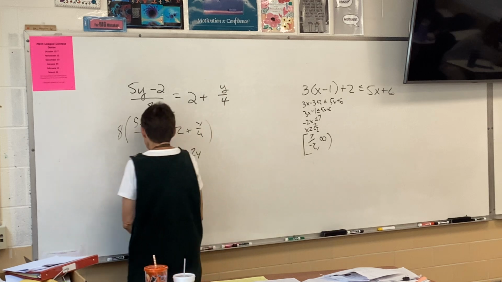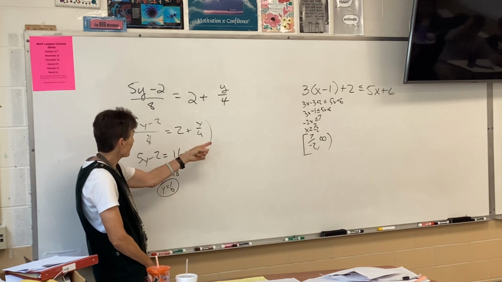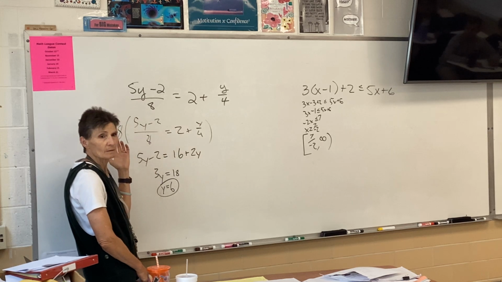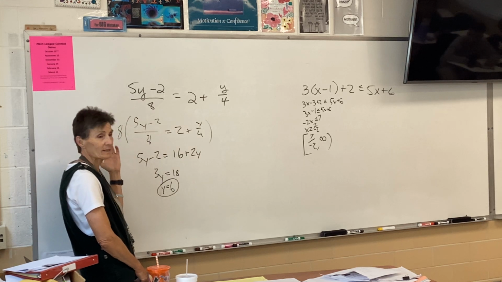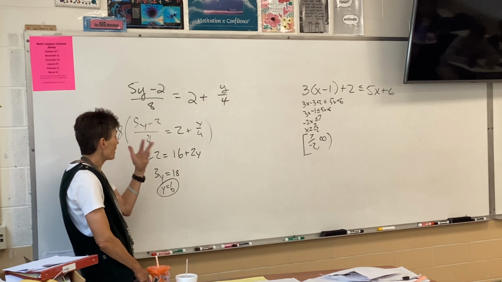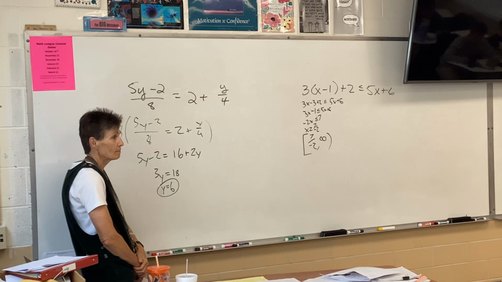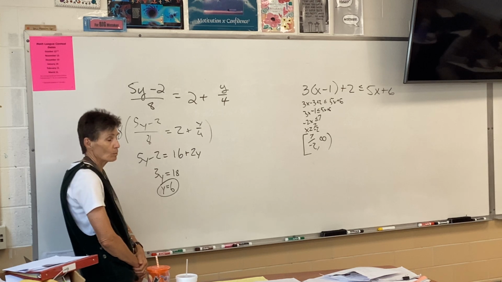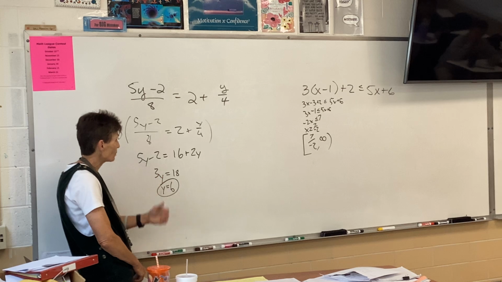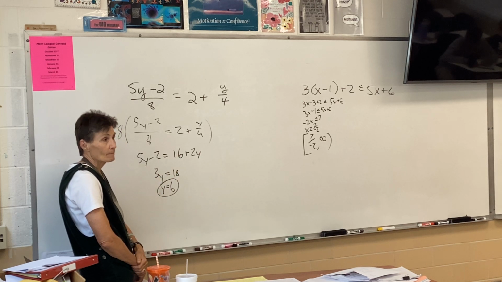It looks like for this one, the strategy was to multiply everything by 8. I don't know why I wrote it like that. It's fine. We get the idea. Multiplied everything by 8, and that just got rid of all the fractions. That's one strategy. You can do it other ways too, but that's fine. Does anyone have a question about either one of these? We good?